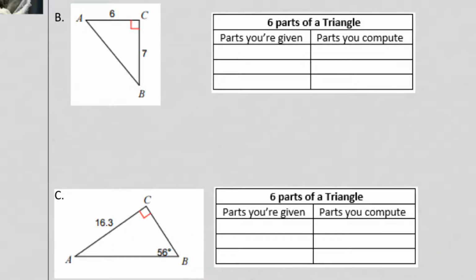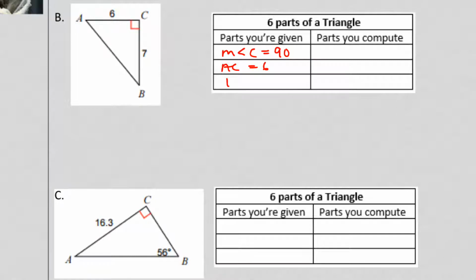Example B. So in this case, again, I want to solve the right triangle, so I want to find all 6 parts of the triangle. First, parts are given. Here, I'm given angle C is a right angle, so I can say the measure of angle C equals 90 degrees. I'm given here 2 additional sides. I'm given here that AC, that's a side, is equal to 6. And I'm also given that this side here, BC, is equal to 7.